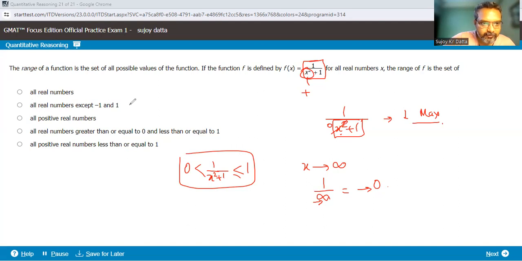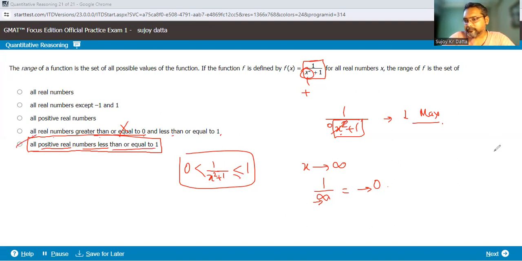So it's not all real numbers. It's not this. It's all positive. No. All real numbers greater than or equal to 0, less than or equal to 1. Okay. It says greater than or equal to 0. So that's wrong because you can't have equal to 0 here. Okay. All positive real numbers less than or equal to 1. Yes. Because it's clearly saying all positive. So that means it's greater than 0. It's talking of real numbers. So fractions are fine. Less than or equal to 1. Yes, that's true. So it is the fifth option.